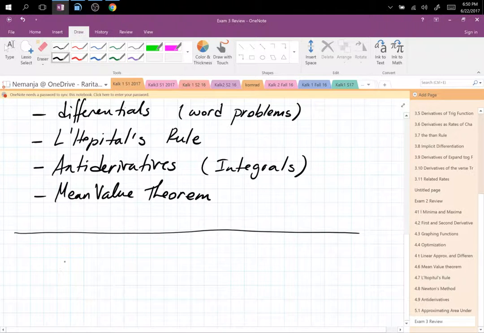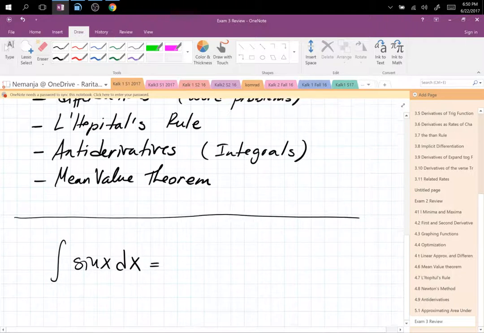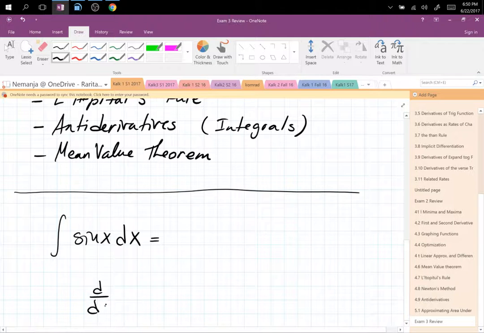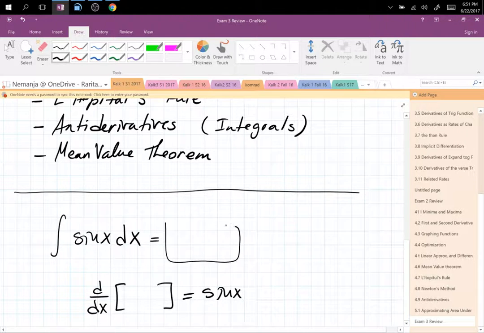So when you have the integral of sine x dx, you can think about which derivative would give you sine, which function will give you sine x as the answer. That's what goes here, and then plus c. Derivative of what gives you the sine? Cosine. But remember, the derivative of cosine is negative sine, so it has to be negative cosine here. Because the derivative of cosine is negative sine, the derivative of negative cosine must be sine. So the answer is negative cosine x.